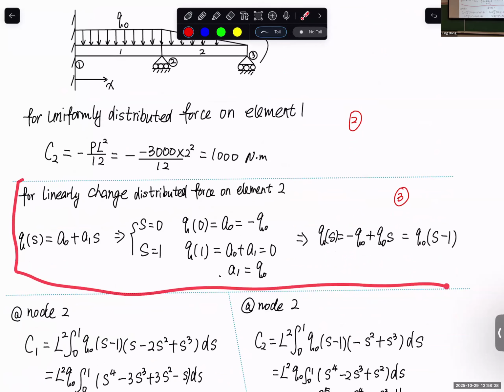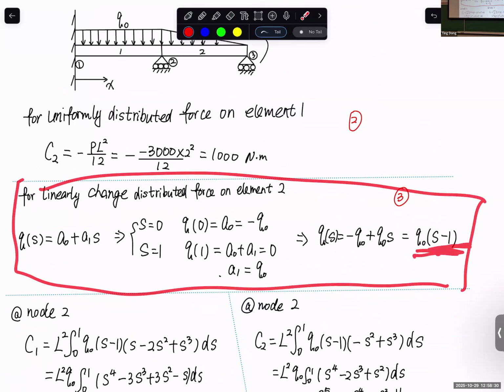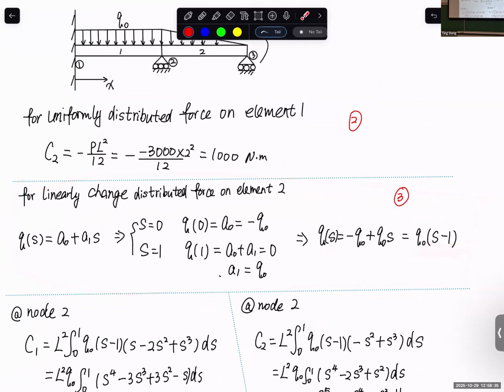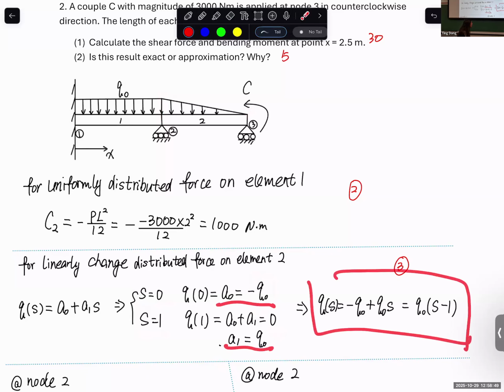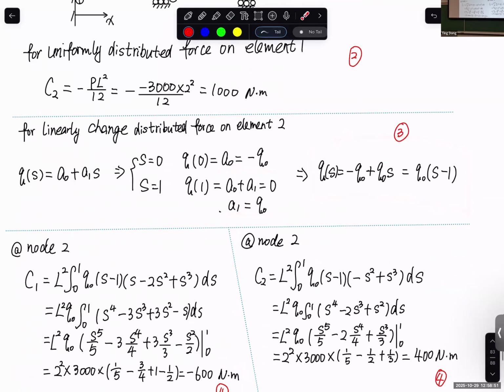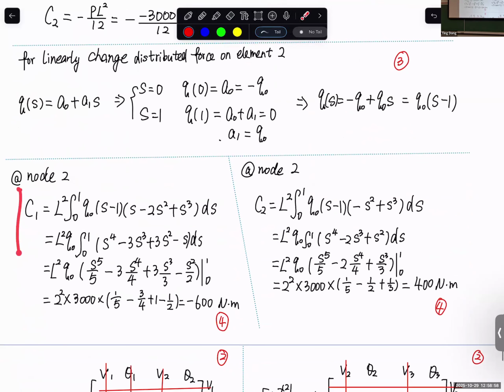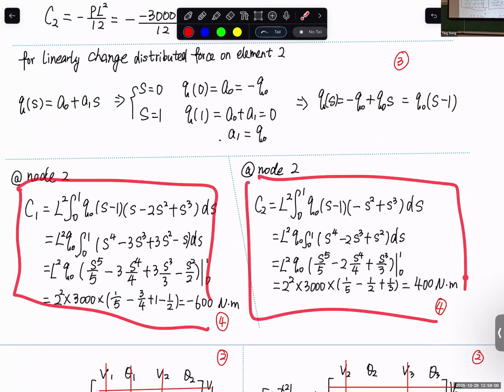So this is for coming up with the linear distributed force. This is Q as a function of S. Of course, for any straight line, you have 2 points. At S equal to 0, it's equal to negative Q naught. At S equal to 1, it's equal to 0. So 2 equations, 2 unknowns. We solve for the 2 unknowns, 2 coefficients, and we get this expression. And again, once we have this expression, as I said, we can skip the equivalent F1 and equivalent F2 because we don't need them. So we only calculate equivalent C1 and equivalent C2.